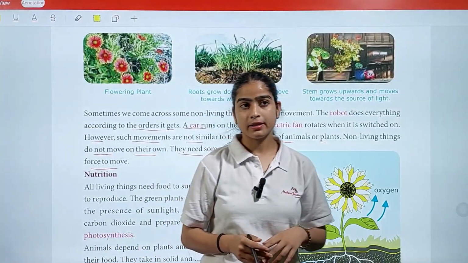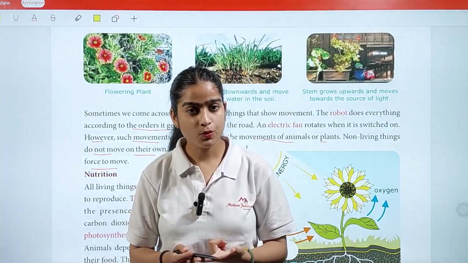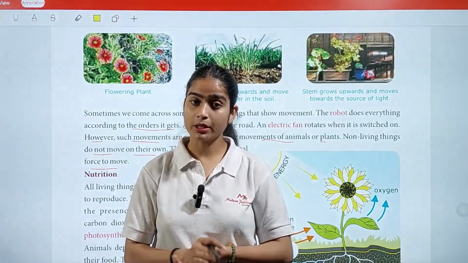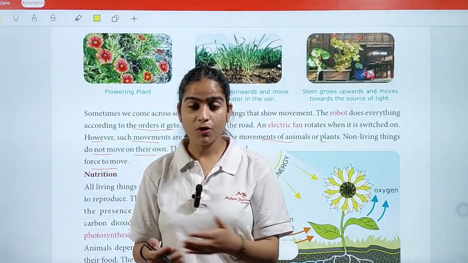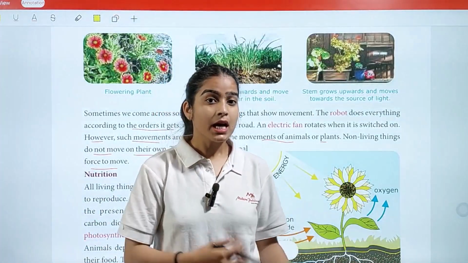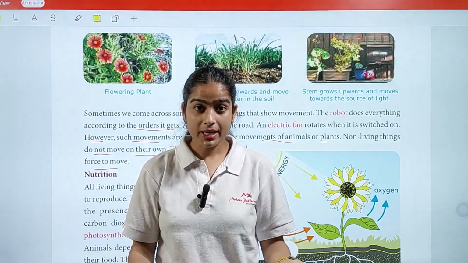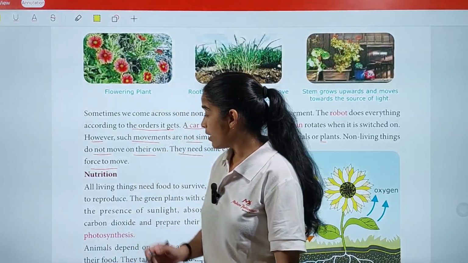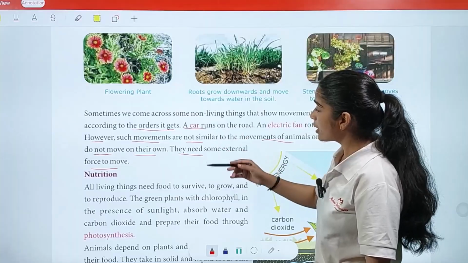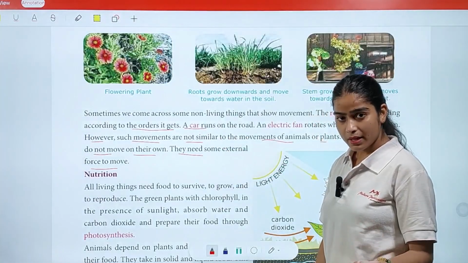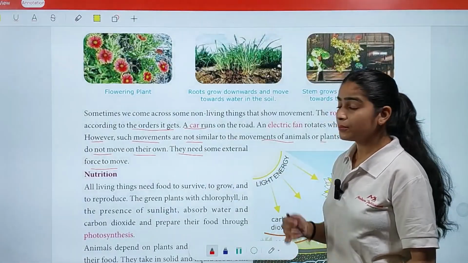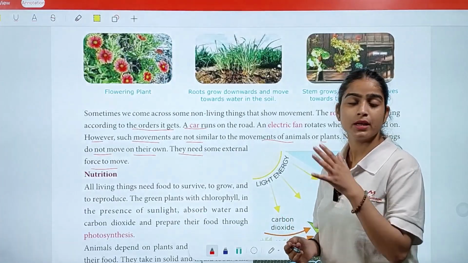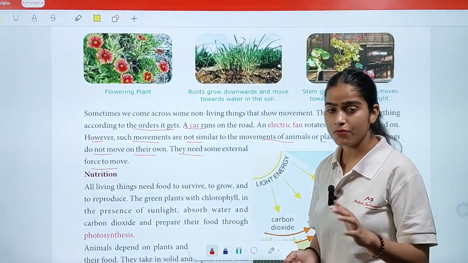So what we understand here, there is a question in my mind: the fan also moves, the robot also moves. So what is the difference between movement of a living thing and a non-living thing? For example, if your pet dog wants to move from this place to this place, he is able to do it on his own, right? He doesn't need anybody's help. But for movement of your robot, your car, your fan, there is a command, right? These things do not move by themselves, they need some external force to move. So this is the difference between the movement of a living thing and a non-living thing.